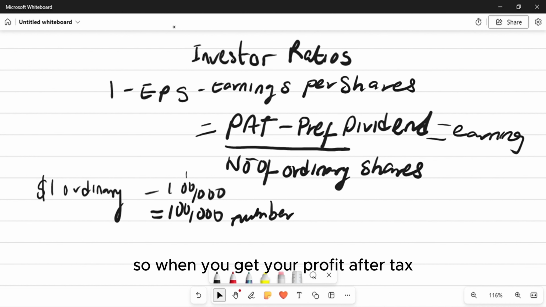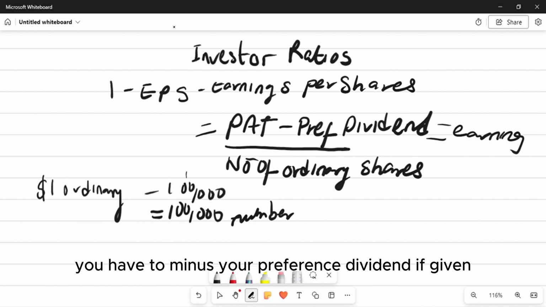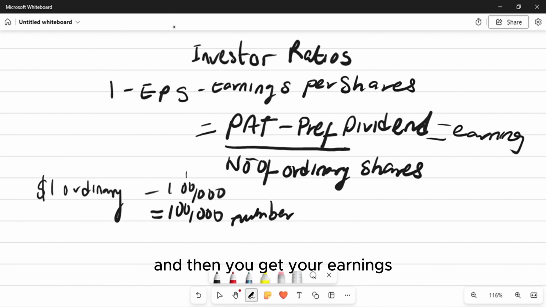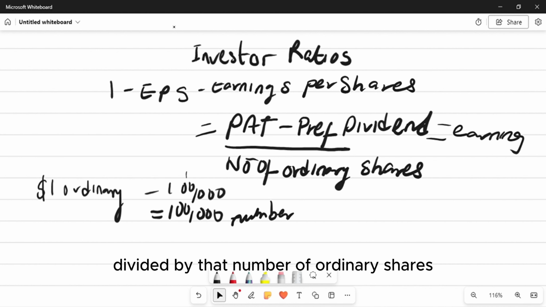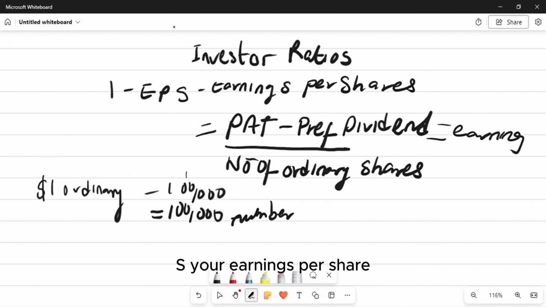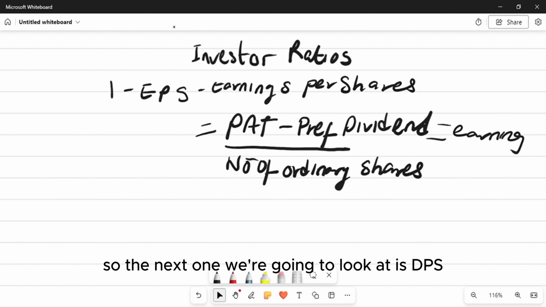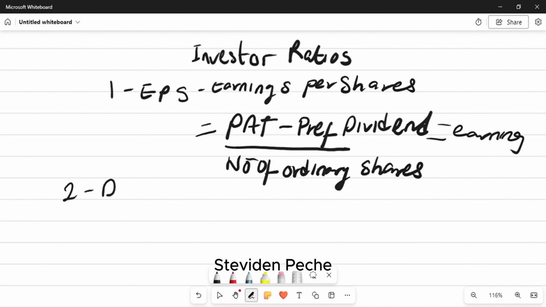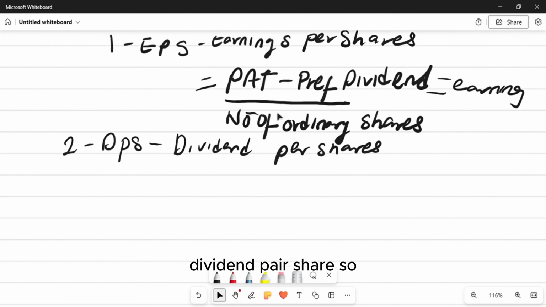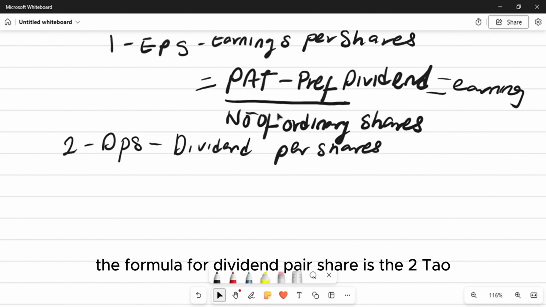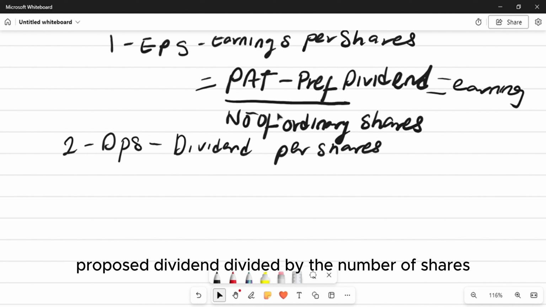So when you get your profit after tax, you minus your preference dividend if given, and then you get your earnings. Your earnings divided by that number of ordinary shares is your EPS, your earnings per share. The next one we're going to look at is DPS, dividend per share. The formula for dividend per share is the total proposed dividend divided by the number of shares.